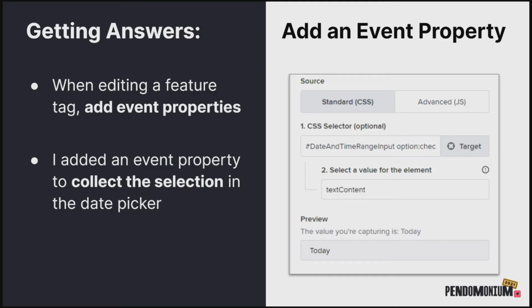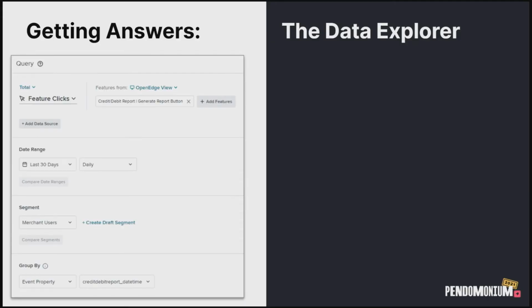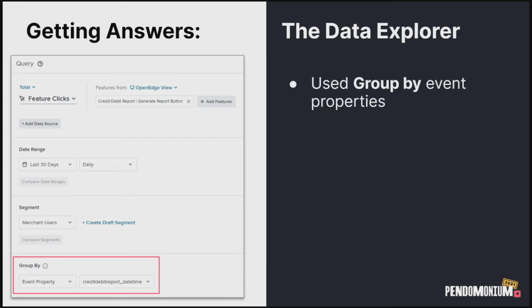So you can see in this example, I've got the date selector dropdown selected here. And the value that I'm pulling is today. In this use case, today was used. So then, once I get those, I can go to the Data Explorer and group by event properties at the bottom. Once you have event properties available for your different tagged features, they can show down there.